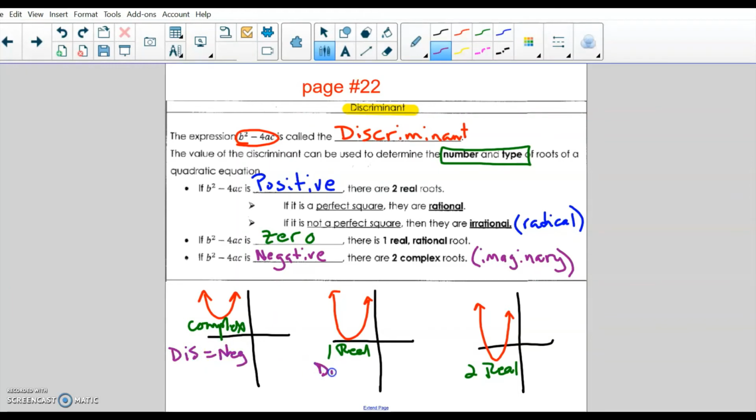Here, your discriminant would be 0. And on this far right side, the discriminant would be positive. I'm going to rewrite that because I don't like the word positive right there. Okay? So that's what the discriminant does for us.